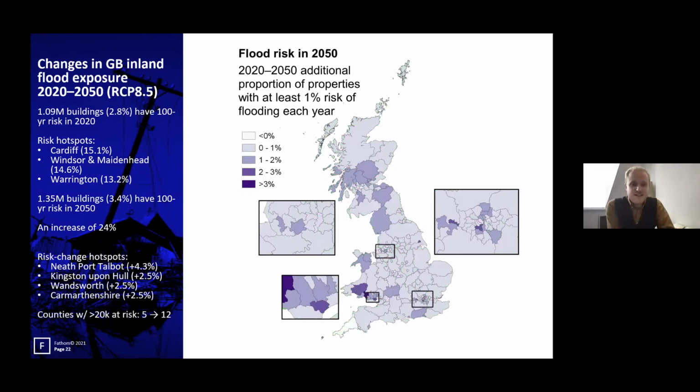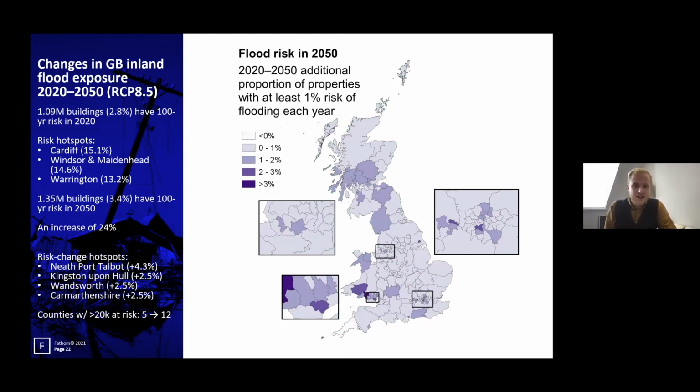So where do we see some of these big changes? This map shows you the increased number of properties at risk within a county or unitary authority as a proportion of its building stock. So for instance, Neath Port Talbot in South Wales sees an additional 4% of its building stock at risk by 2050.